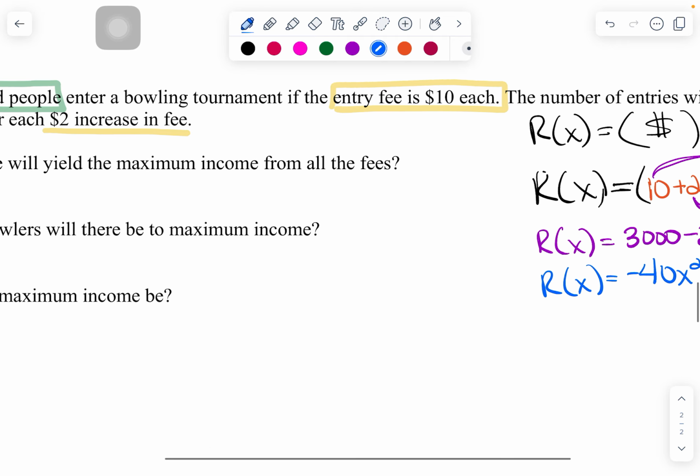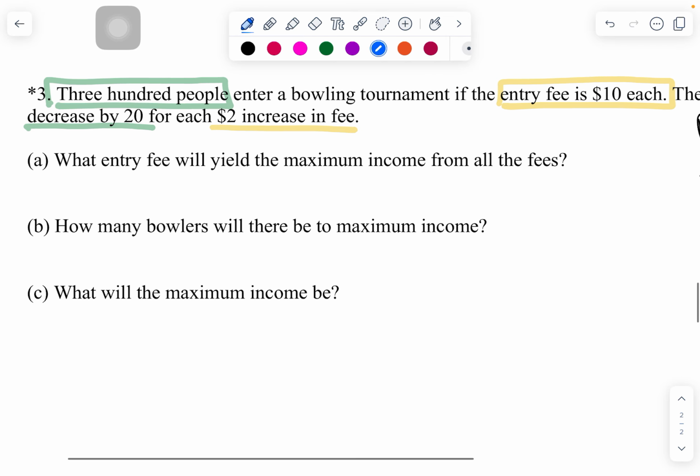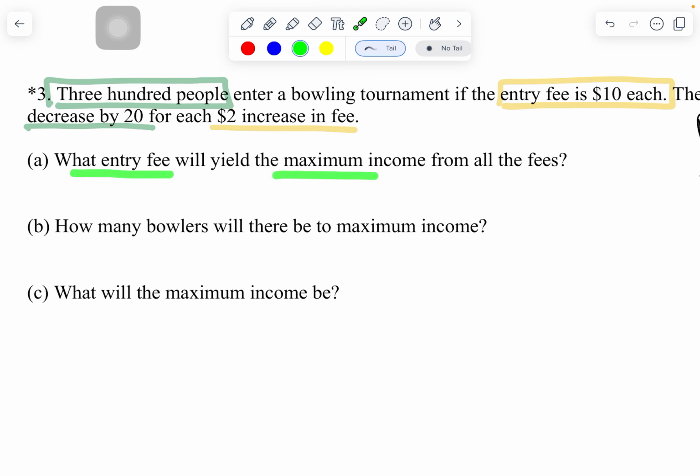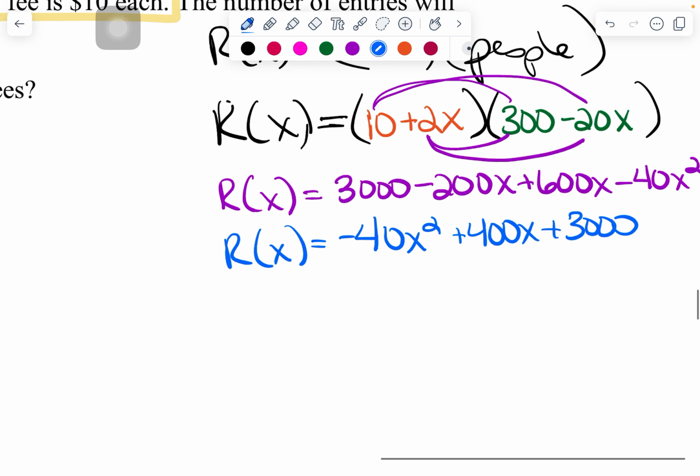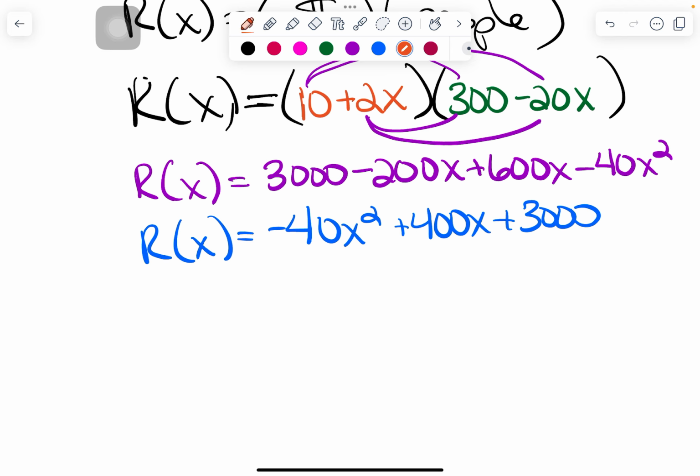So now let's take a look at everything in question A. I need an entry fee to maximize, how many bowlers to maximize, and what is the actual maximum. So if you did question number 1, this is very similar in terms of getting all of the bits, parts, and pieces. So what entry fee will maximize income? So let's actually figure out what the maximum number of changes needs to be.